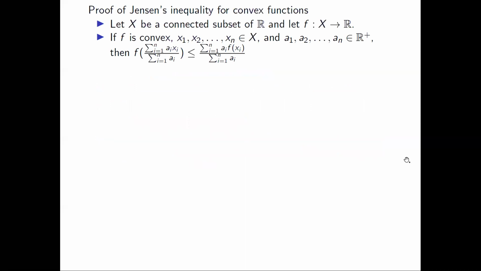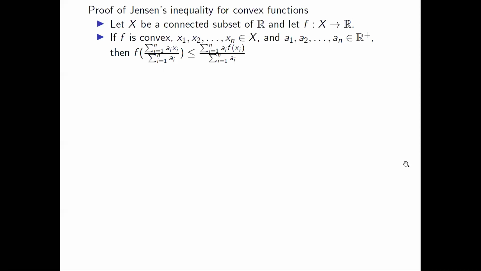So let's prove Jensen's inequality for convex functions. We won't prove it for concave functions because the proof for concave functions is nearly the same as the proof for convex functions. It just has the inequalities reversed.